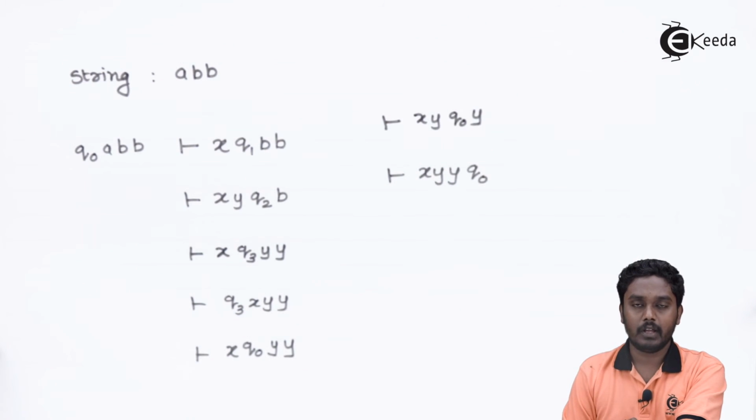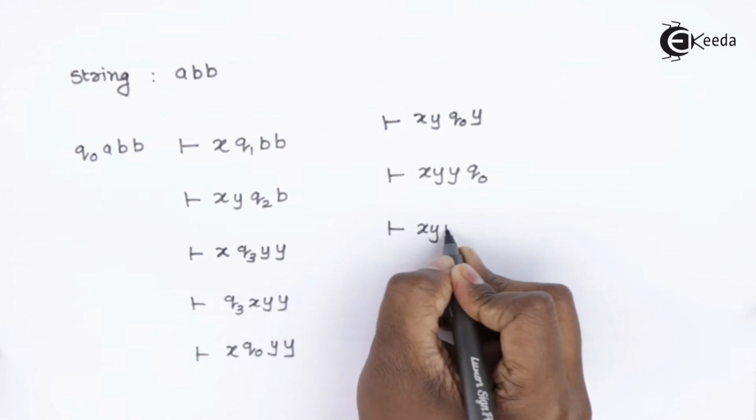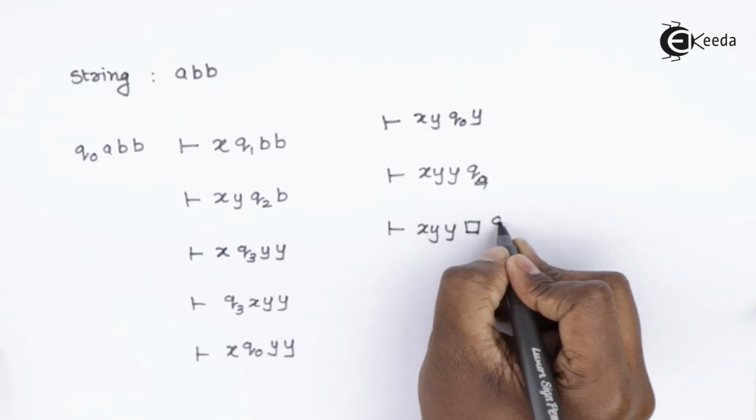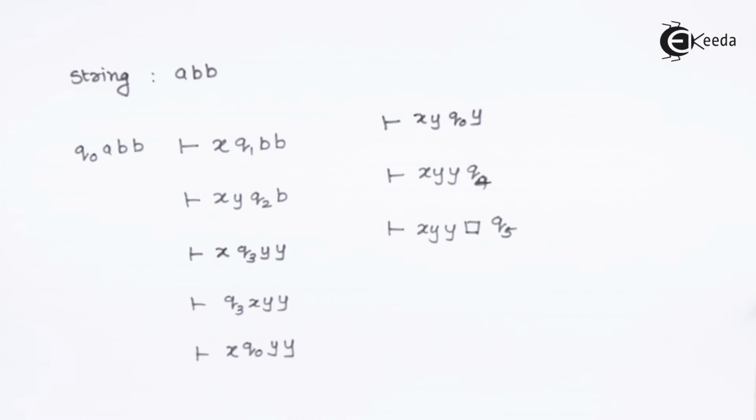We see that A's are replaced with X, B's are replaced with Y, and the number of B's is twice the number of A's. It is of the form a to the power n, b to the power 2n. From Q4 on blank, now I'll go to the final state Q5, moving to the right. As you can see, we have achieved the final state Q5 at the end, and hence this particular string is accepted.